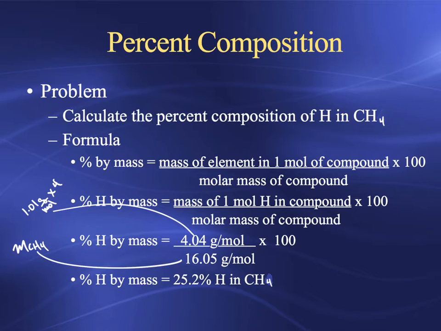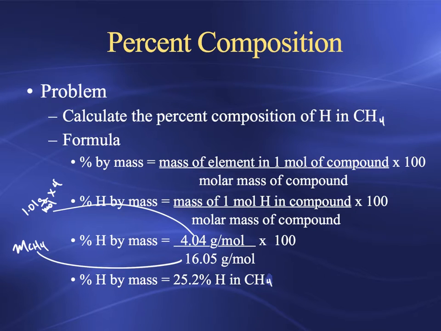And you get the percent by mass of hydrogen in methane is 25.2%. So these are really just like percent by mass problems. However, you're not given any of the original masses or anything like that. You look off of the periodic table.